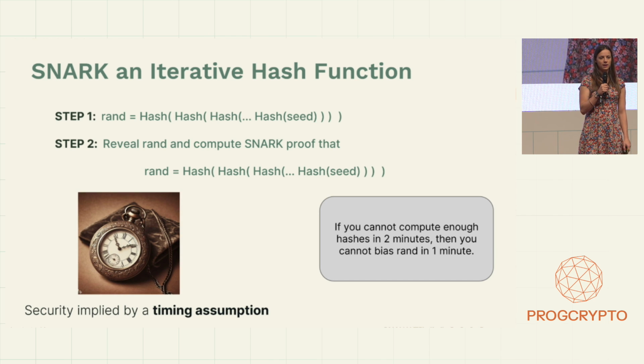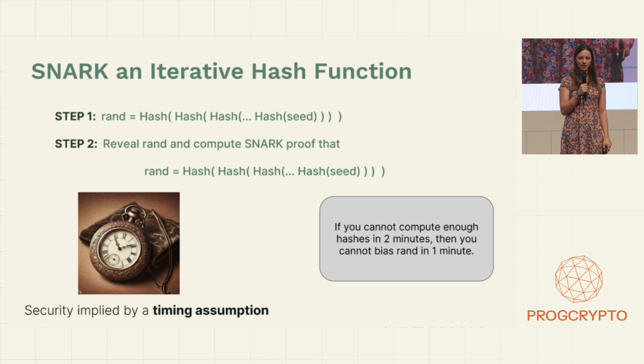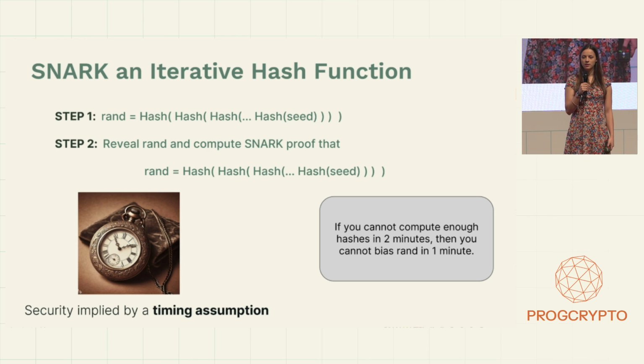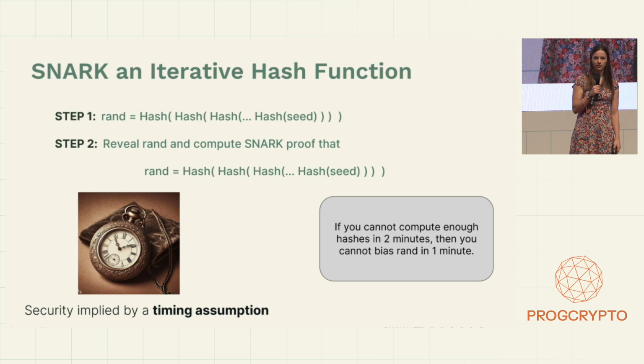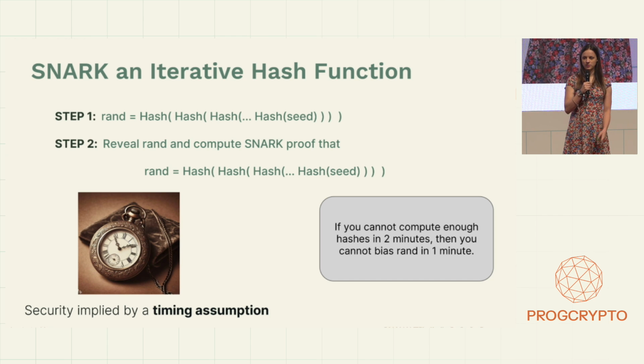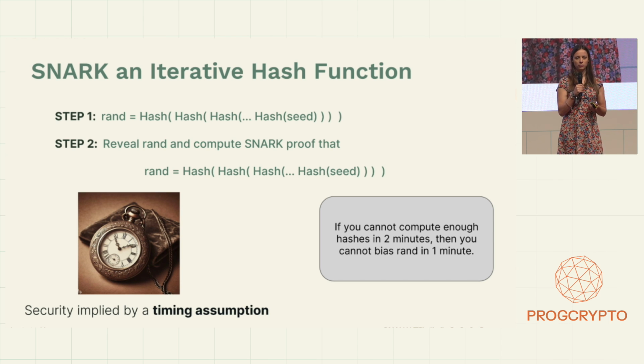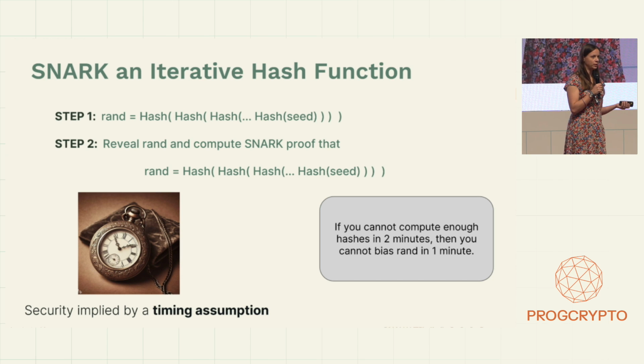Security is going to be implied by a timing assumption. The idea here is that if you cannot compute enough hashes in 2 minutes, then you cannot bias RAND in 1 minute. So if RAND is determining who our block proposer is going to be, and you have to decide whether you're going to commit a reveal or send any messages within 1 minute, then you couldn't possibly know what the final random output will be within that 1 minute, and therefore you can't bias the result.